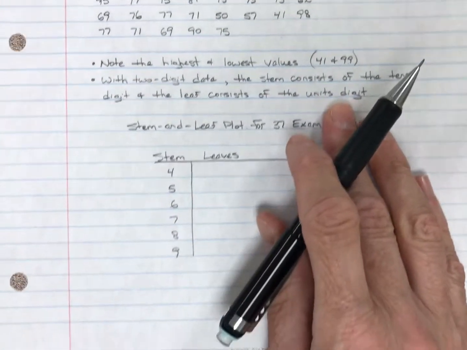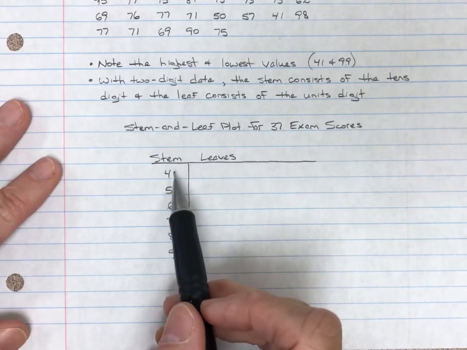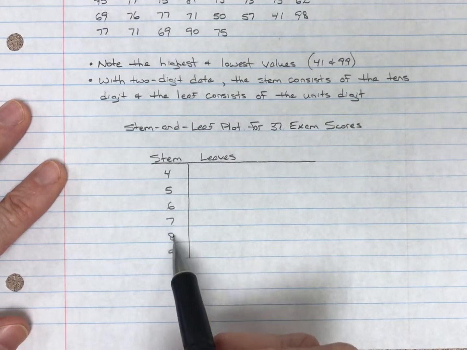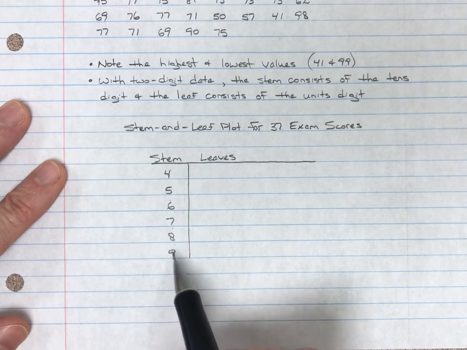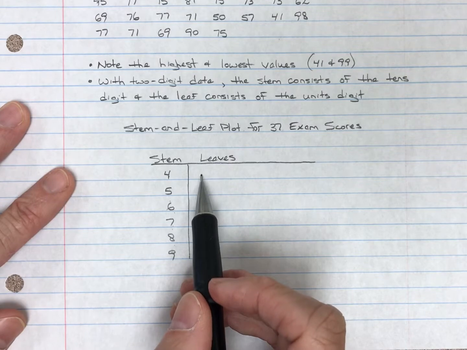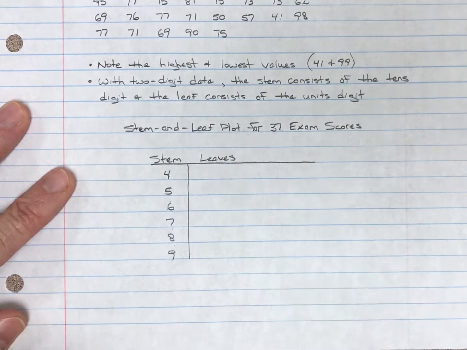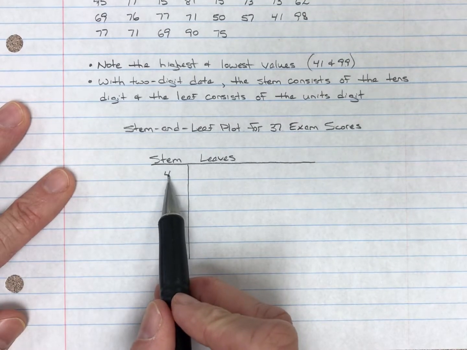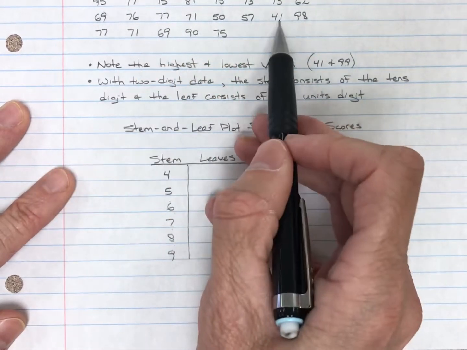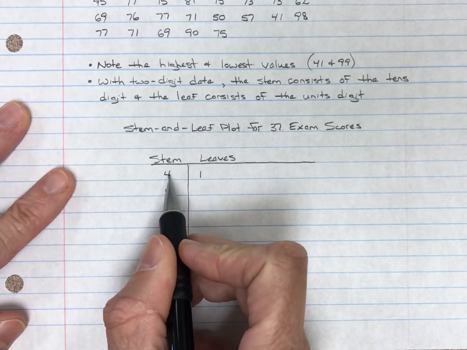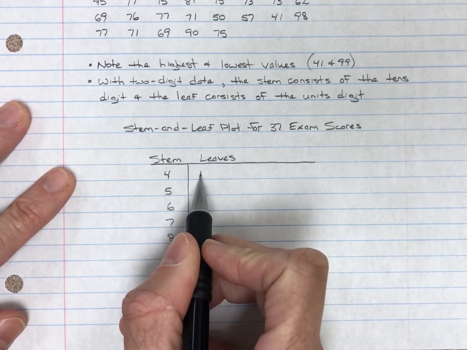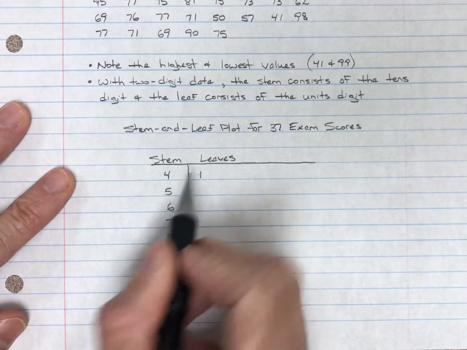Here is the stem. The stems are 4, 5, 6, 7, 8, and 9: 40s, 50s, 60s, 70s, 80s, and 90s. And the leaves don't need to be in any particular order. You just need to have them go off to the right as you do them. So we look at the leaves for the stem of 4, which scores are in the 40s, and we only have 41. So the stem of 4, which represents 40, only has the one leaf of 1.